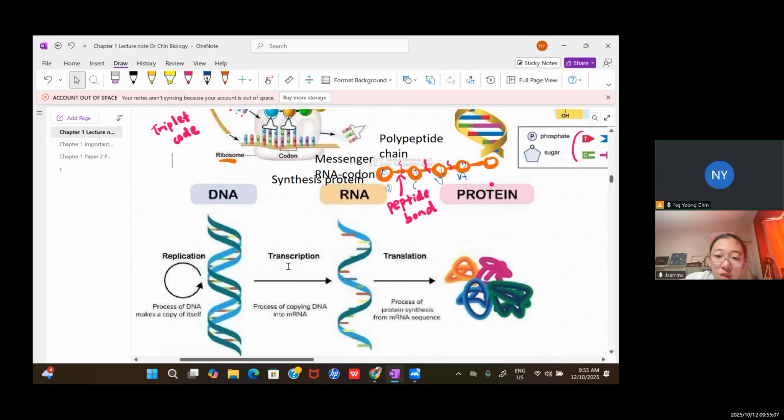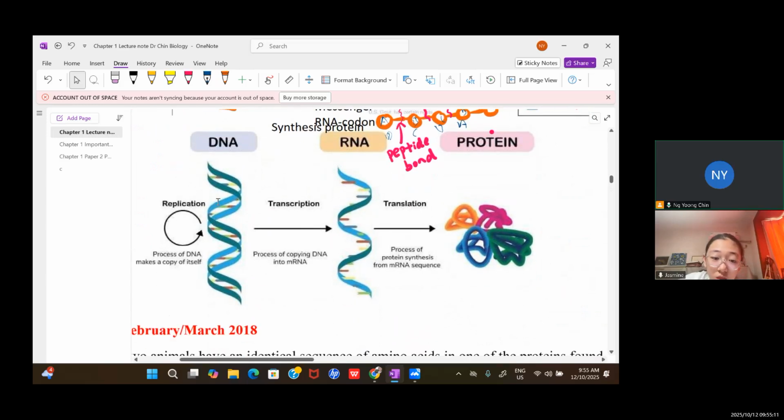This is the whole process, which starts from the DNA. The DNA will uncoil and unfold, so they will produce the RNA, right? So this process we call what? Transcription. Yeah, transcription, which is they will produce the RNA from the DNA, just copying the DNA into the mRNA.